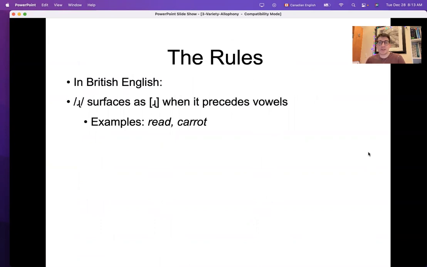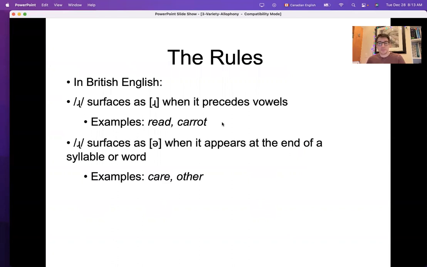Well, let me tell you, the rules are the following. R surfaces as R when it precedes vowels. So examples are read and carrot. When it precedes vowels, it has to surface as R, especially at the start of words. R surfaces as schwa when it appears at the end of a syllable or word. Examples: care and other. Actually, in British English, care and other.